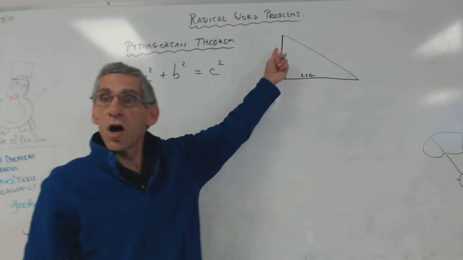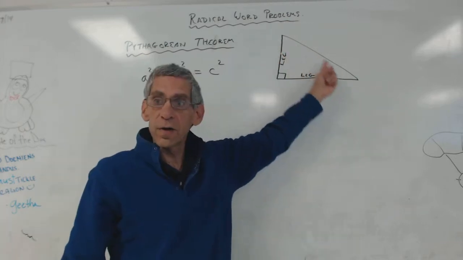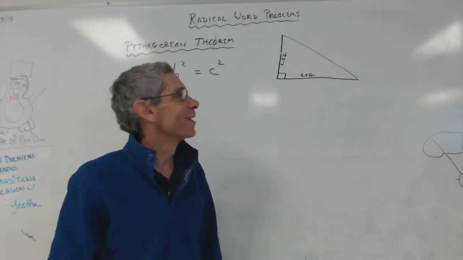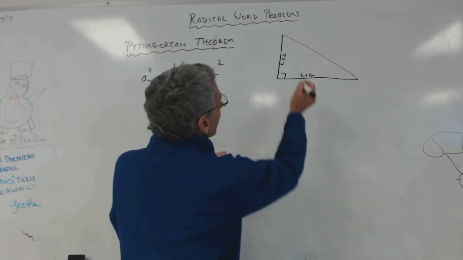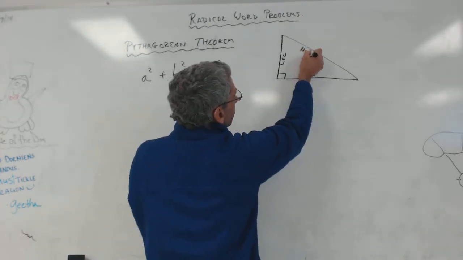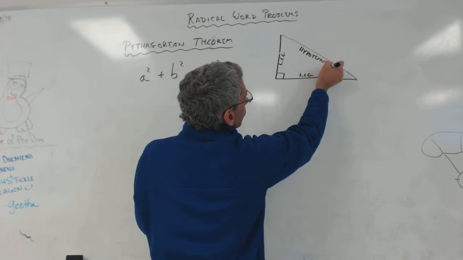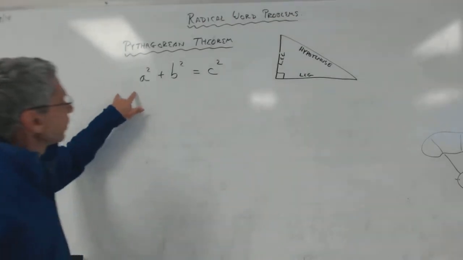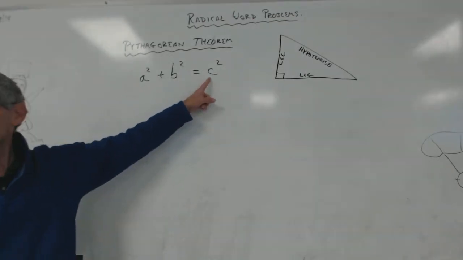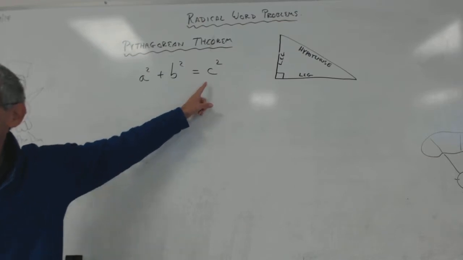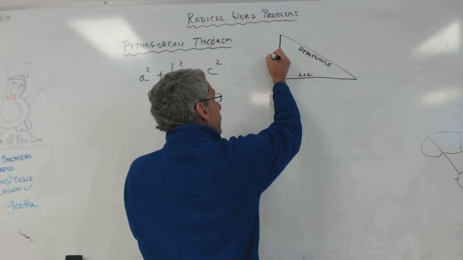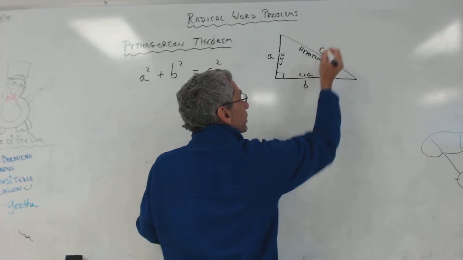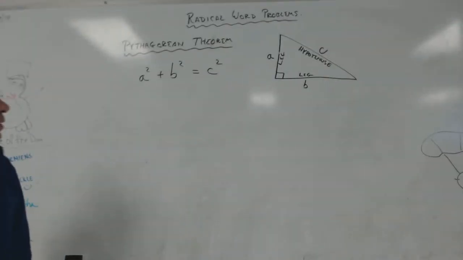And you'll notice the longest side on a triangle is called the hypotenuse. The longest side is always called the hypotenuse. And when you look at this formula, the c is always the hypotenuse. Always. So it doesn't really matter which one I make a and b. I could have made this a and this b, or this a and this b. But this long side always has to be c.